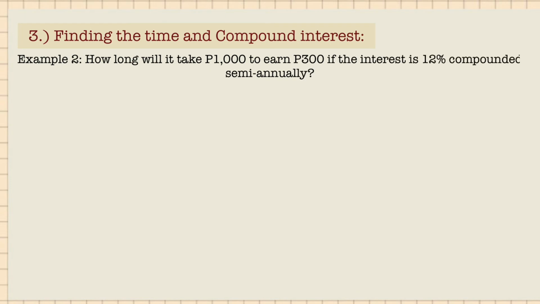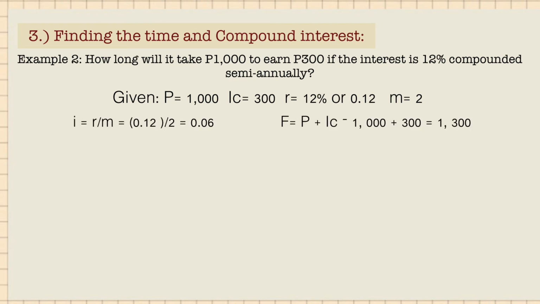Example number 2. How long will it take for 1,000 pesos to earn 300 pesos if the interest is 12% compounded semi-annually? Again, we have our given, which is P is equal to 1,000, IC or our compound interest, which is equal to 300, R is equal to 12% or 0.12, and our M, which is equal to 2. Our I would be 0.12 over 2, which gives us 0.06, and our F, which is equal to P plus IC, 1,000 plus 300, which is equal to 1,300.